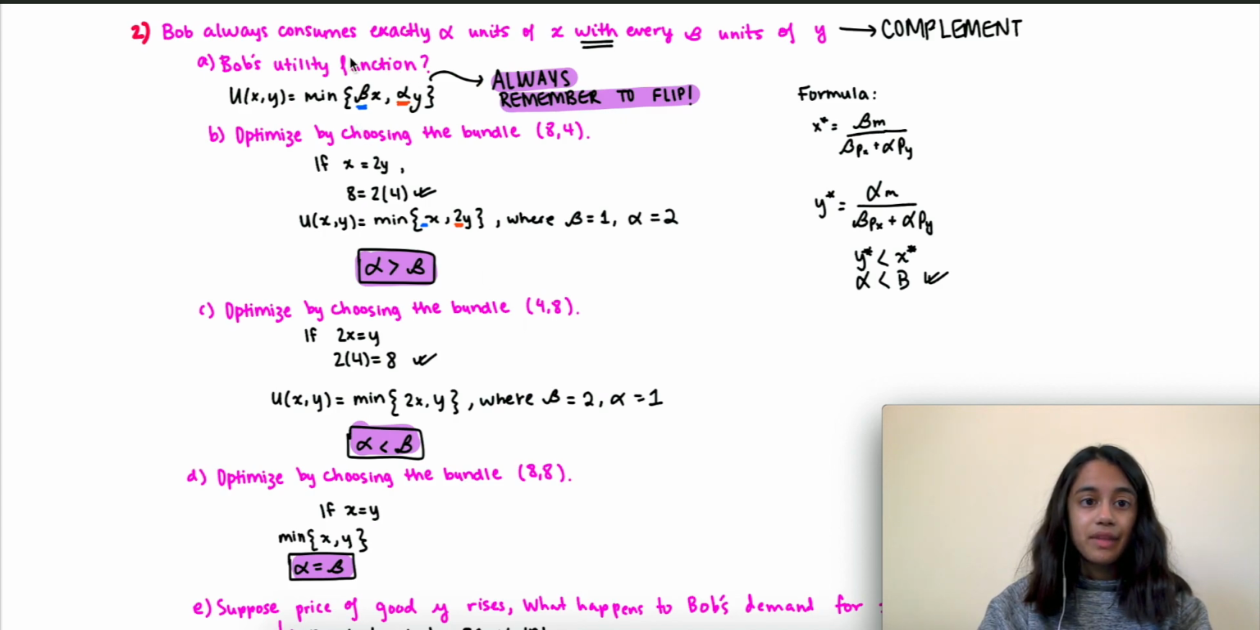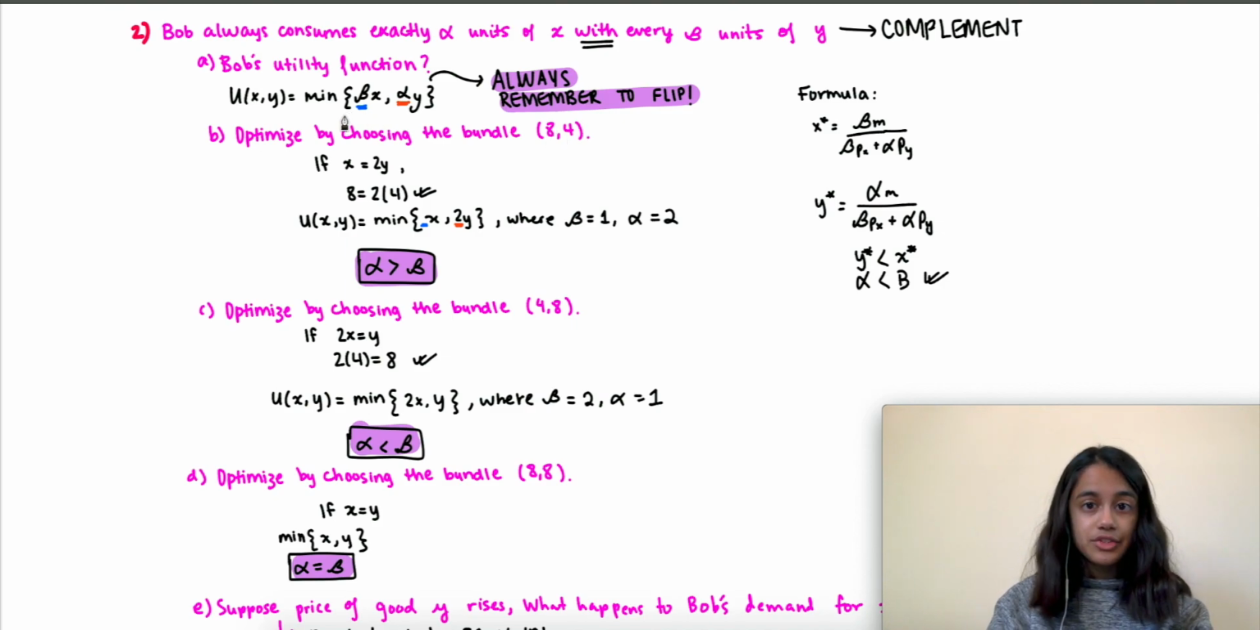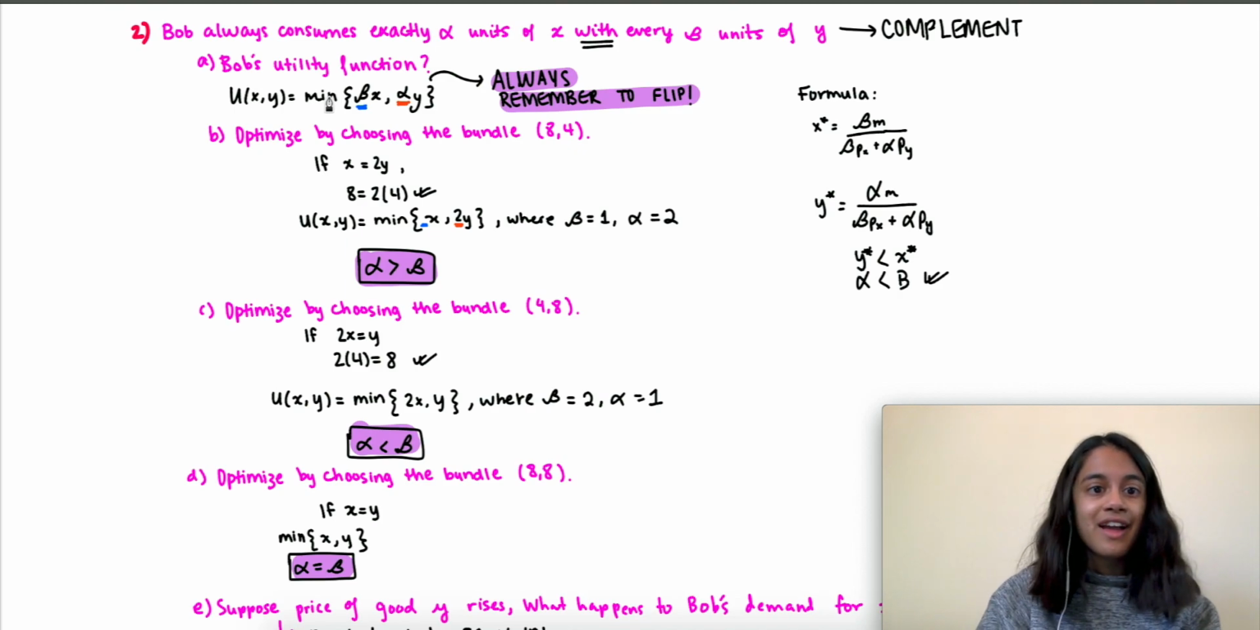And it kind of uses all the things that we've learned about complements, utilities. Okay, so it says Bob always consumes exactly A units of X with every B units of Y. For part A, find Bob's utility function. This is going to be worth a lot of points because lots of students make a mistake on that by doing the exact opposite of what's the right answer.